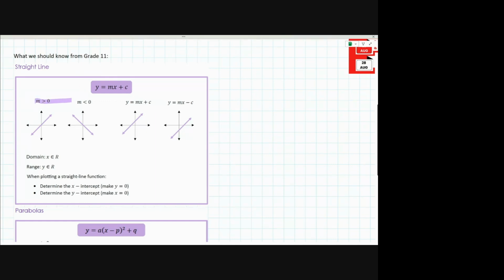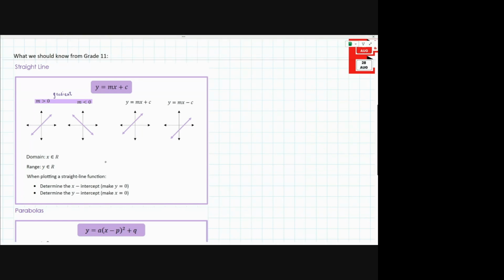Does anyone remember what M represents on your straight line? Nice, okay, good. So M is our gradient. Nice, guys, very, very nice. Well done. Right, so this is our gradient. The gradient is the slope of your curve, and very basically, if M is positive, it's going to increase from left to right. If M is negative, it's going to decrease from left to right. We can see that in these little pictures over here. So that is your M value.